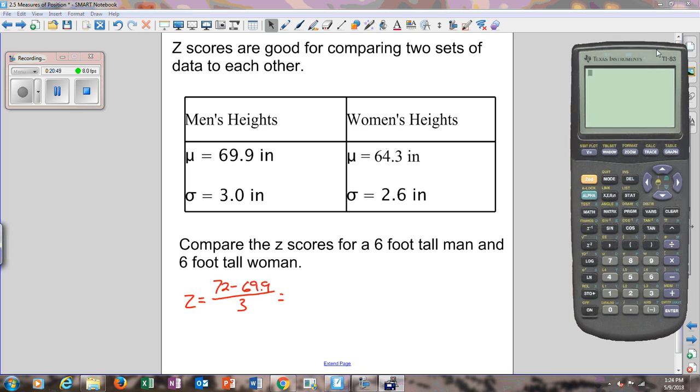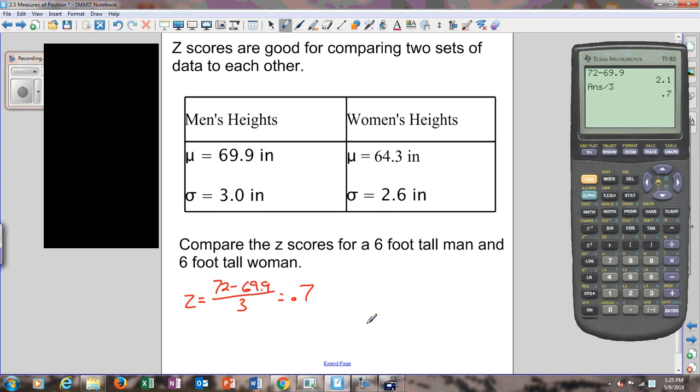And so we do exactly that, 72 minus 69.9. We divide that by 3. You're going to find that the guy who's 6 foot tall is 0.7 standard deviations above the mean. So he's not even 1 full standard deviation above the mean.